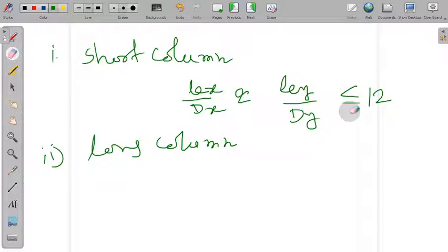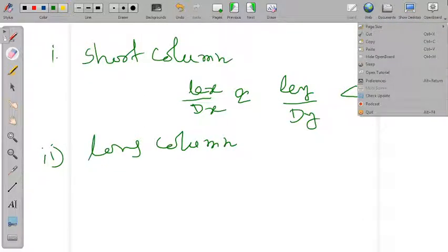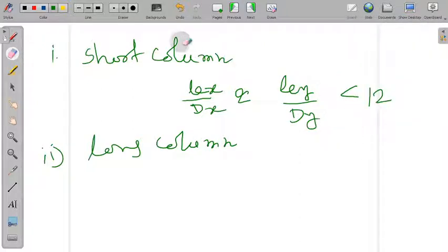If in both directions it is less than 12, then we can say it is a short column. On the other side, if any one of them is not less than 12, then it will be called a long column. So this is how we can define columns as short column and long column. A long column generally fails by buckling and a short column fails by crushing. So this is another classification. So we can see that there are three types of classification.